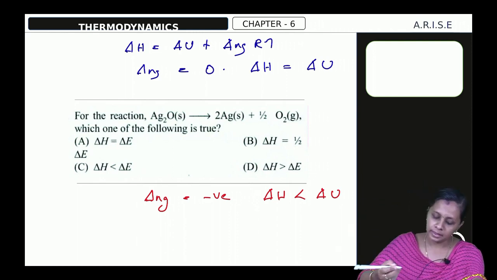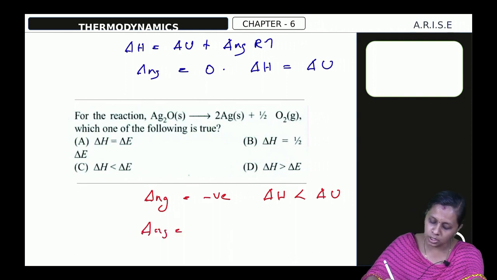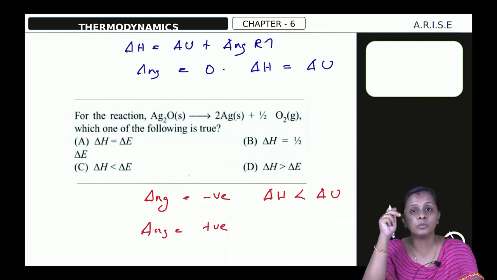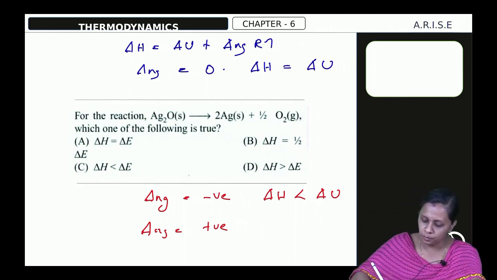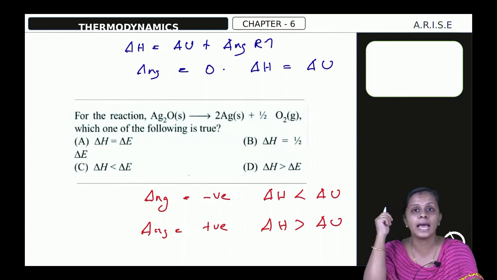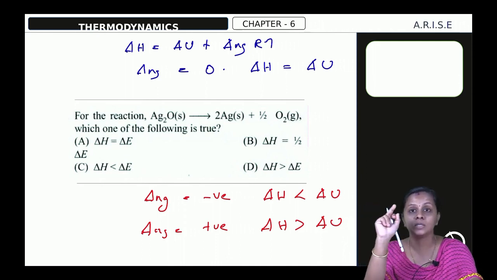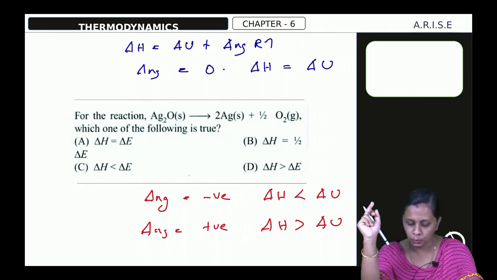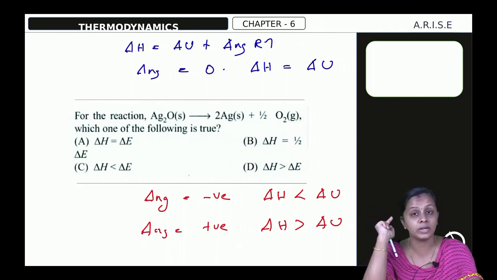So delta U will be a greater value when we compare with delta H. Then delta Ng is positive. Delta Ng is positive means we are adding something to delta U, right, in order to get delta H. So delta H is greater than delta U. So these are the three situations we have to consider when we consider the reactions involving gaseous reactants or products. If delta Ng is equal to 0, then delta H is equal to delta U. Delta Ng is negative, then delta H is less than delta U. If delta Ng is positive, then delta H is greater than delta U.